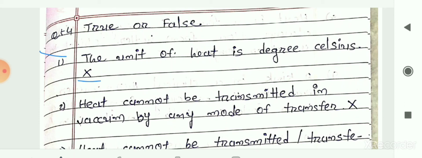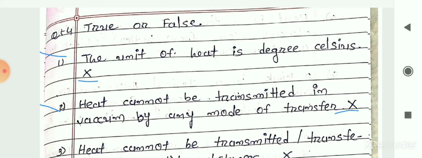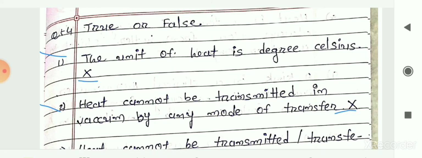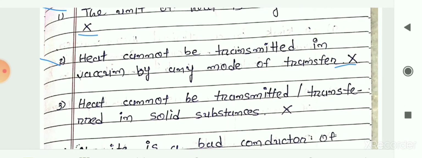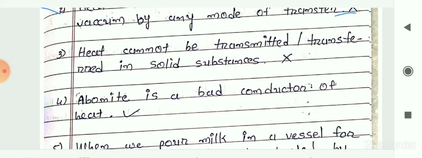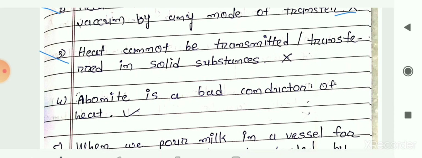Next true false: heat cannot be transmitted in vacuum by any mode of transfer. So again your answer is false. As we had seen, in the process of radiation no other medium is required, so in vacuum the heat can also be transferred by radiation. So here your answer is false. Next is, heat cannot be transferred in solid substance. So your answer is false.